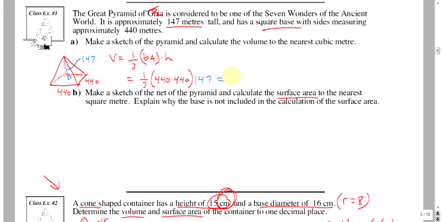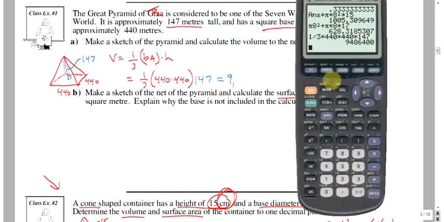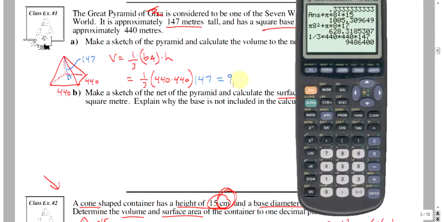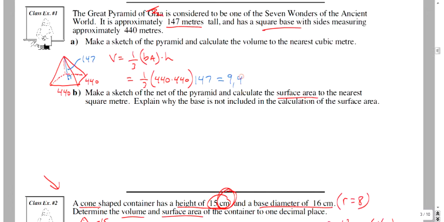What do I want my answer in? To the nearest cubic meter. Oh, that's nice. It doesn't even come in a decimal. 9,486,400 meters cubed. That's a big pyramid. Can hold lots of bodies in that one. Probably built for one, though. Okay. That's the easy one.